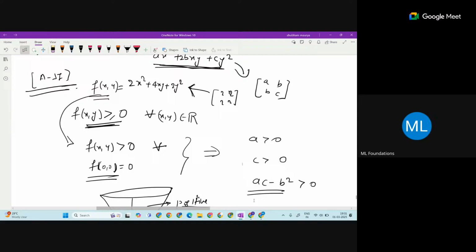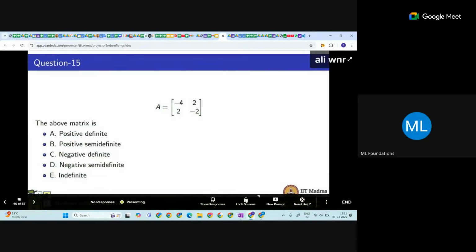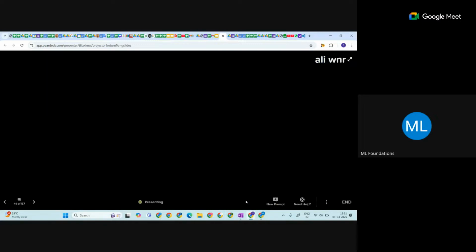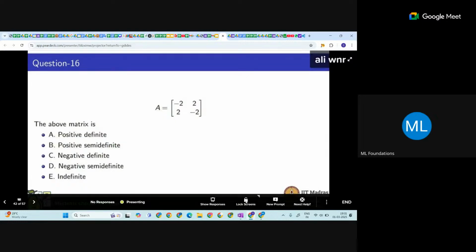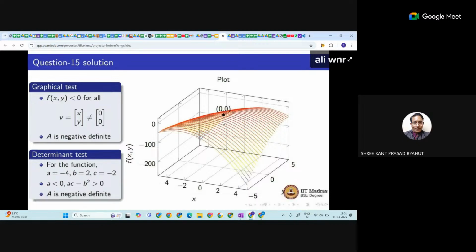Okay, so let's move very quickly to the next problem. So this is a positive definite on many places. Now we have gone through the theory. Let me see. This is a negative one. This is a negative definite. So how is it maxima? Okay, negative definite. Maxima, correct.